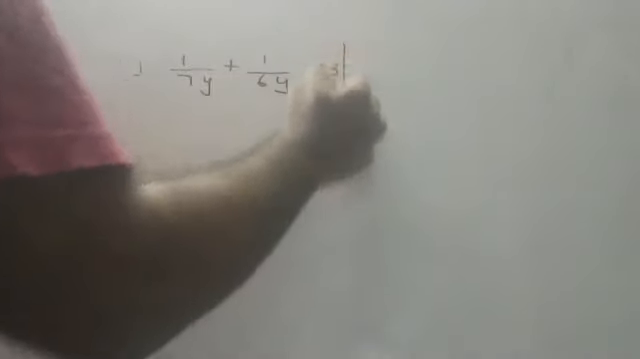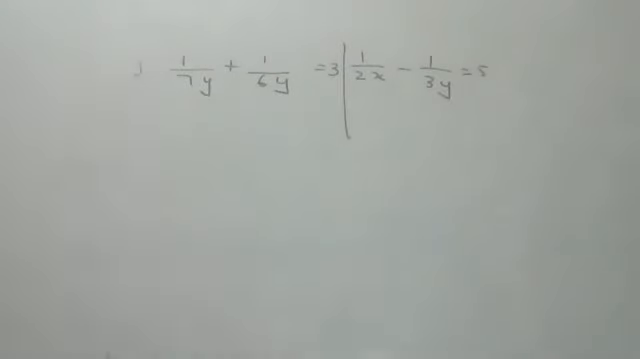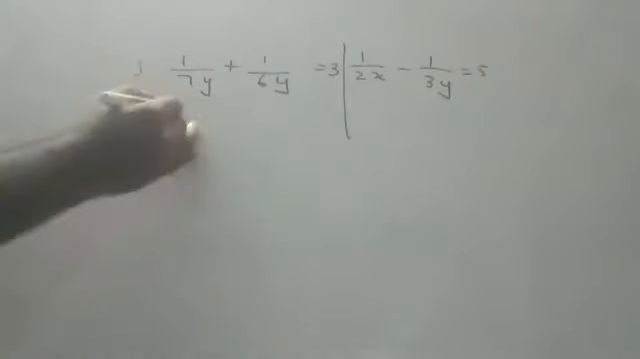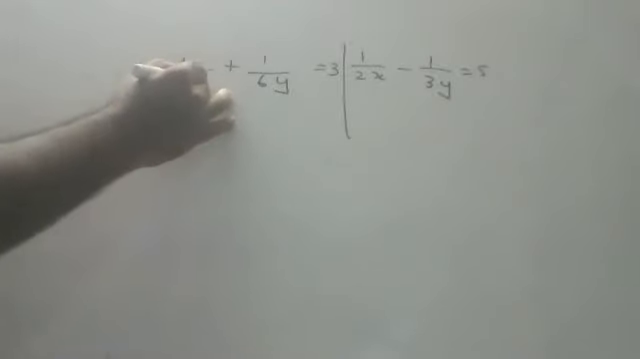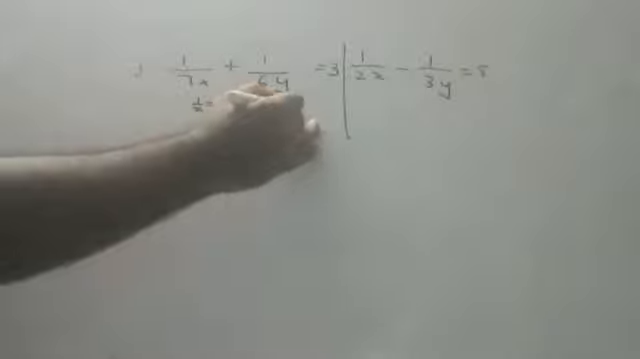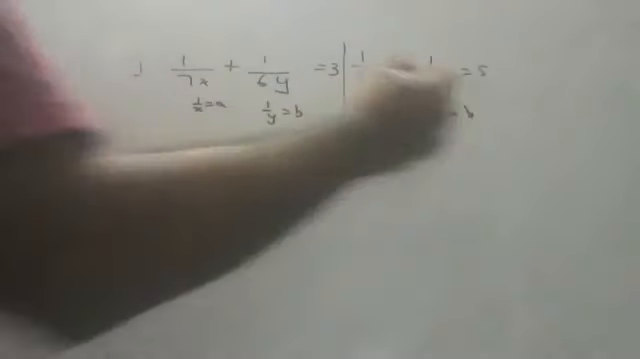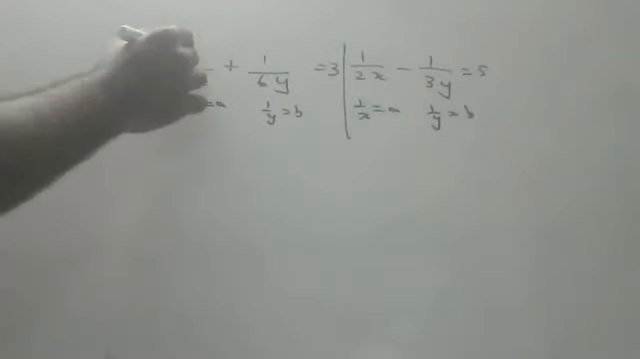The question is 1 by 7x plus 1 by 6y is equal to 3, and 1 by 2x minus 1 by 3y is equal to 5. This is an easy method, children. Here we have to take 1 by x as a and 1 by y as b. Same here also, 1 by x as a and 1 by y as b. That's all. If you take it like this, you can do the sum.